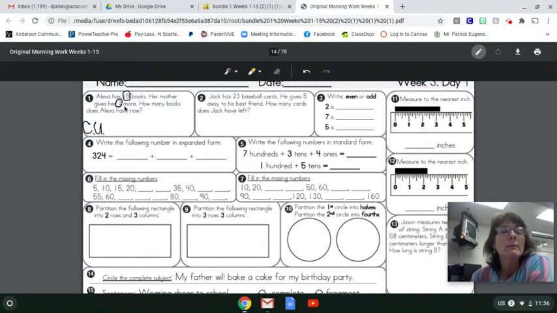If I am getting more, and it says how many now, so she's getting more, someone's giving her more, and she wants to know how many she has now. That tells me that I'm going to be adding. So it's going to be an addition problem.